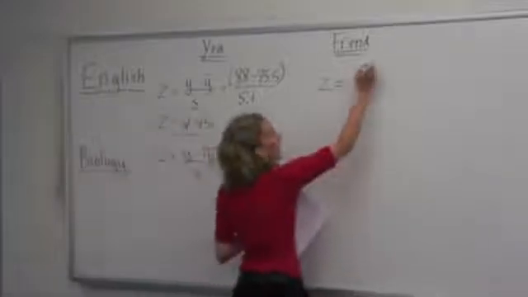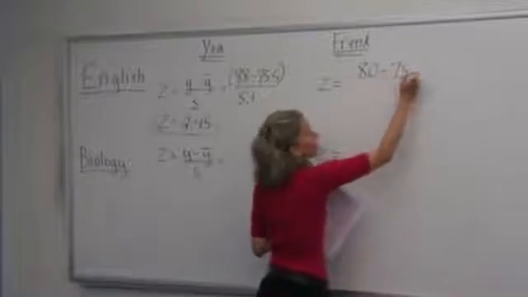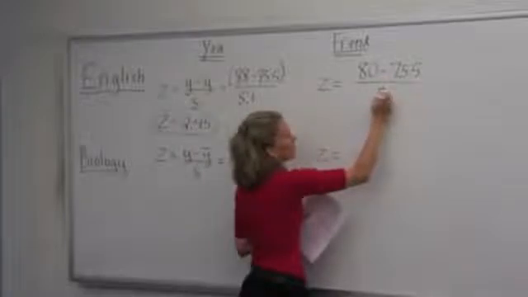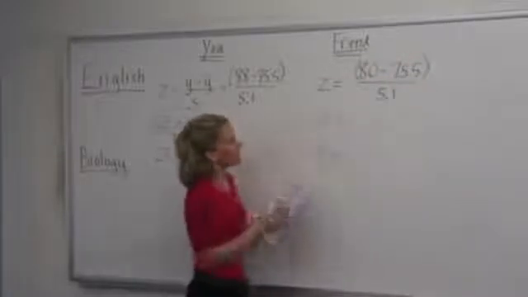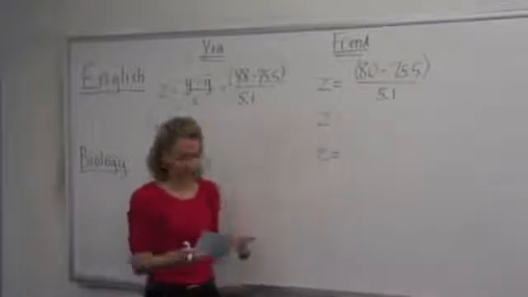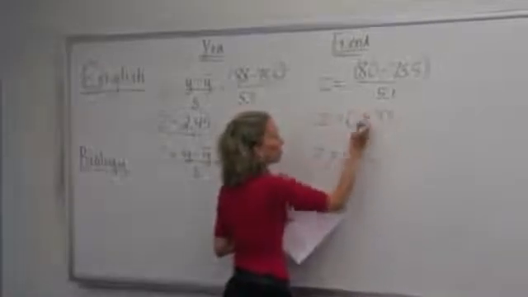Your friend had an 80 in English. Again, the course average was a 75.5, and the standard deviation was 5.1. Your friend also scored above the course average, and so his z-score is going to be positive as well. His z-score was a 0.88.